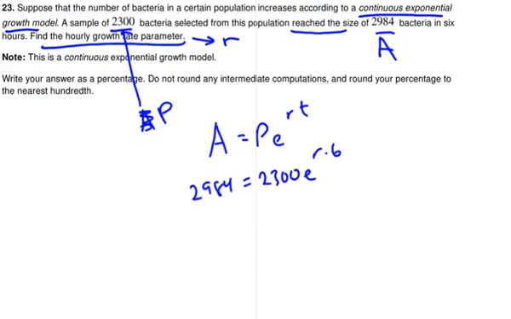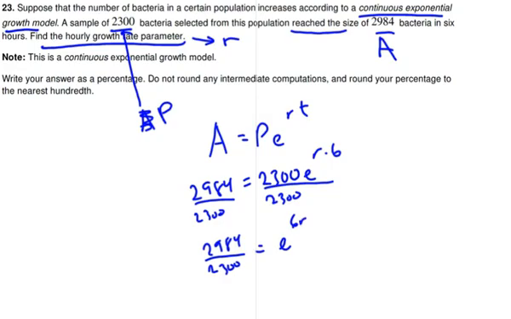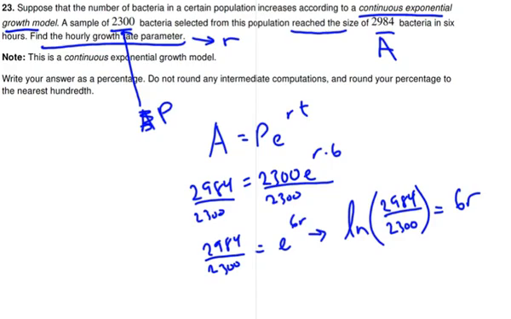So we've got left-hand side, right-hand side. We can divide both of those by 2,300. And I'm going to leave that as a fraction, equals e to the 6r. Once again, we can convert this exponential into logarithmic. Say natural log of 2984 over 2,300 equals 6r. So that's turning this exponential into a logarithmic. Then obviously divide both sides by 6. Plug that into the calculator and you can get a great answer.